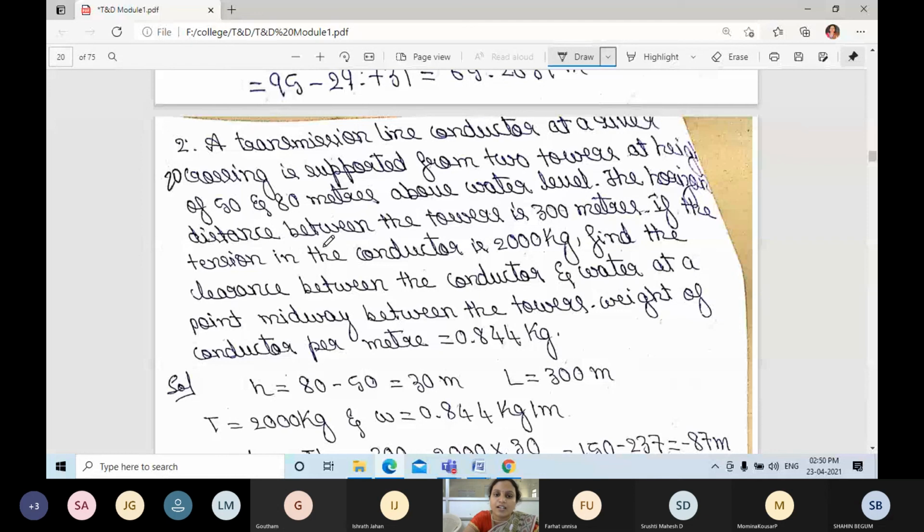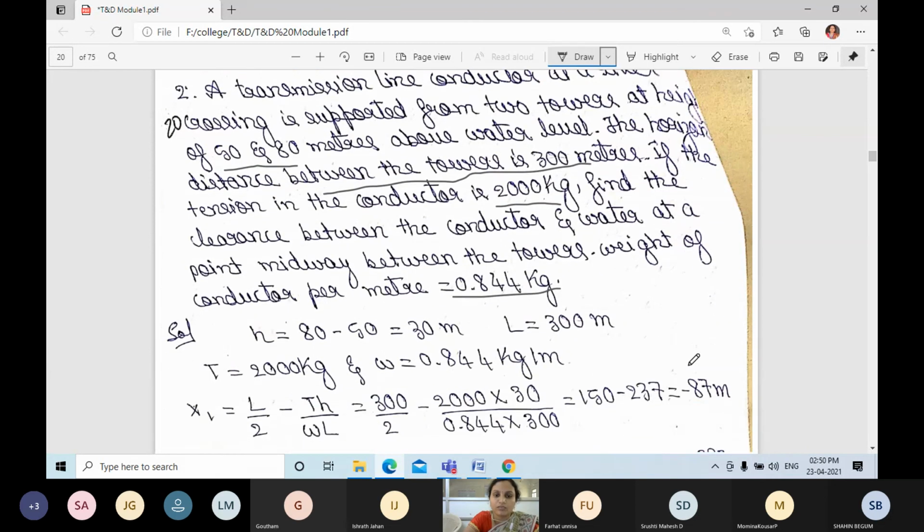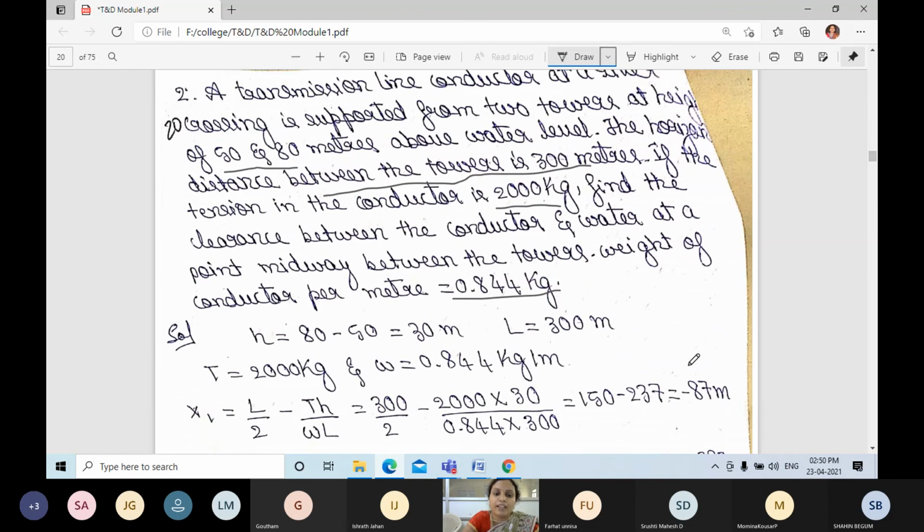Here you can observe the distance between the towers, they have given 300 meters, nothing but the L value, and this is the T value, and this is the W value. Okay, this is support A and B. From this, H is equal to what? H is equal to S2 minus S1. So you will get 30 meter as the H value.